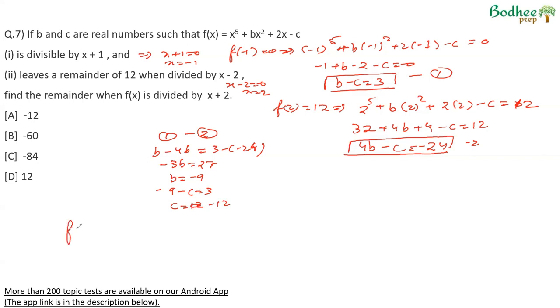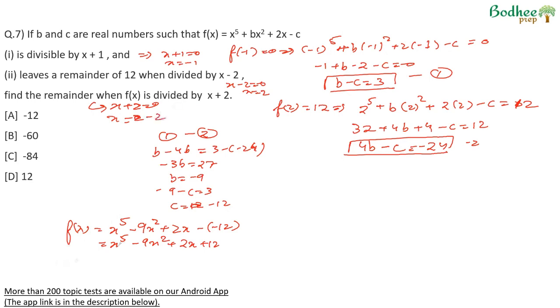And therefore the function f(x) becomes x raised to power 5, b is minus 9, so minus 9x square plus 2x minus c, where c is minus 12. So x raised to power 5 minus 9x square plus 2x plus 12 is the function that we have. We have to find the remainder when divided by x plus 2. So put x plus 2 as 0, x is equal to minus 2.